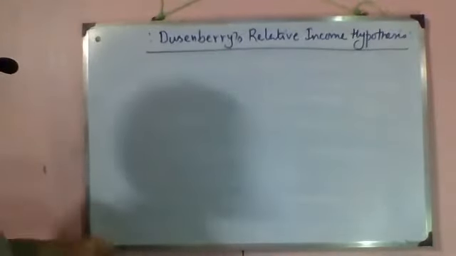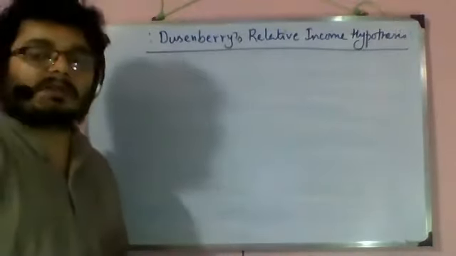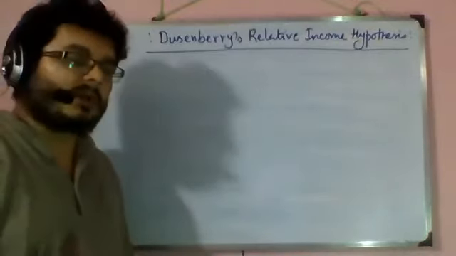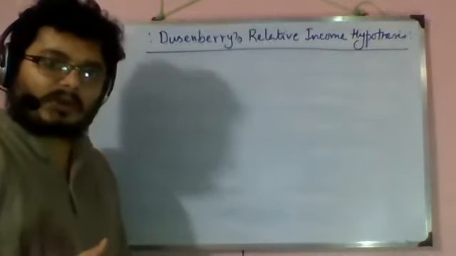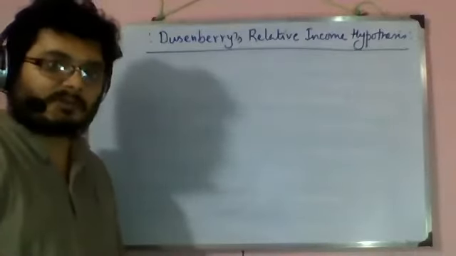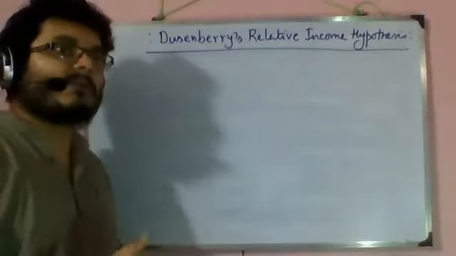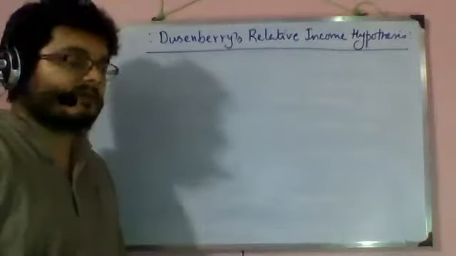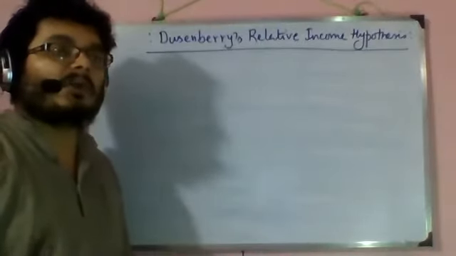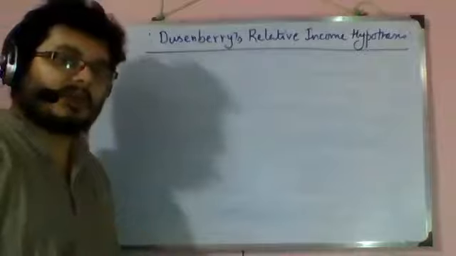Duesenberry's relative income hypothesis. The first thing to note is that this model is fundamentally very different from the three models that we have just studied. This model doesn't follow the same line of reasoning that the three models followed. So this is a separate model, and the task we continued doing, connecting the new model to the old one, is not possible here.